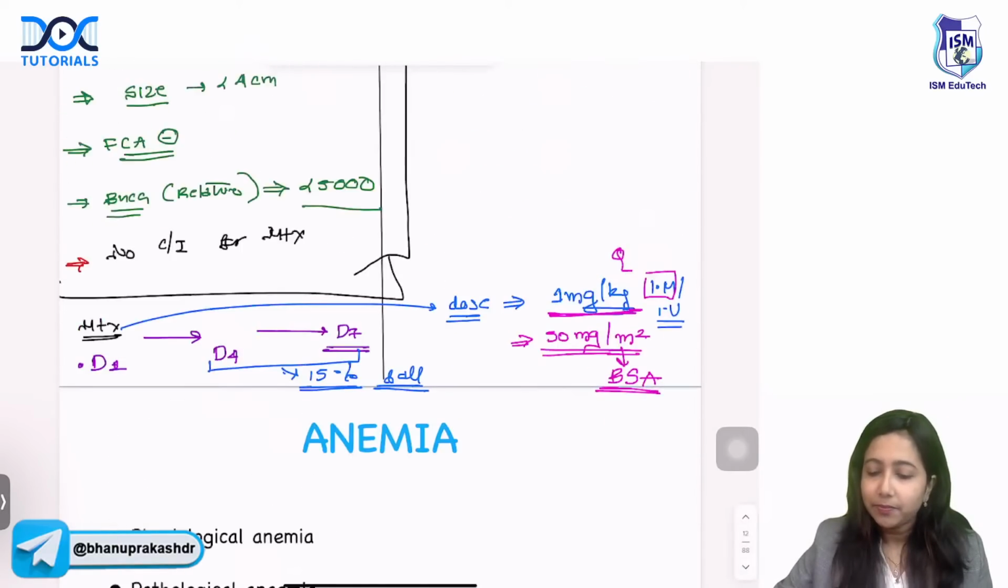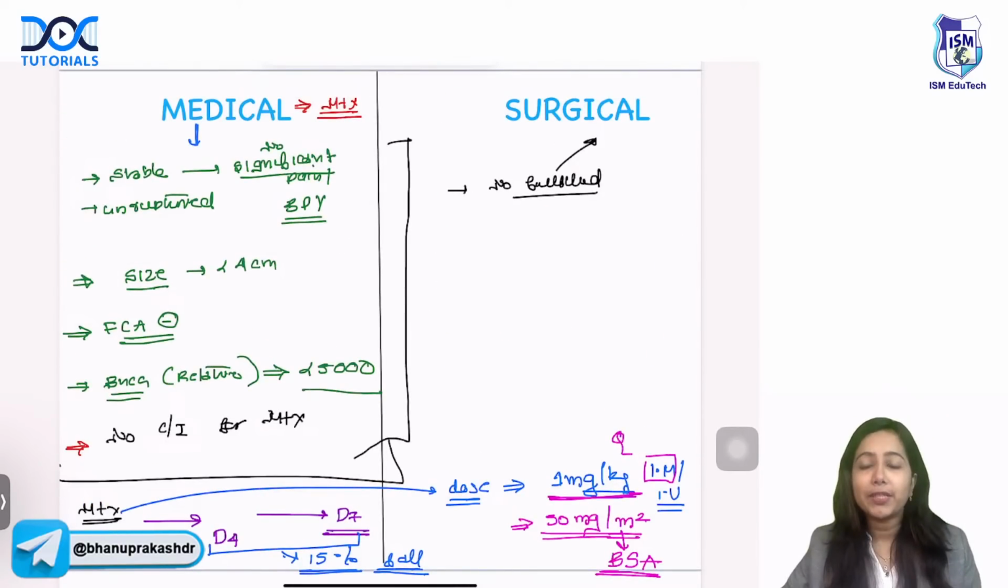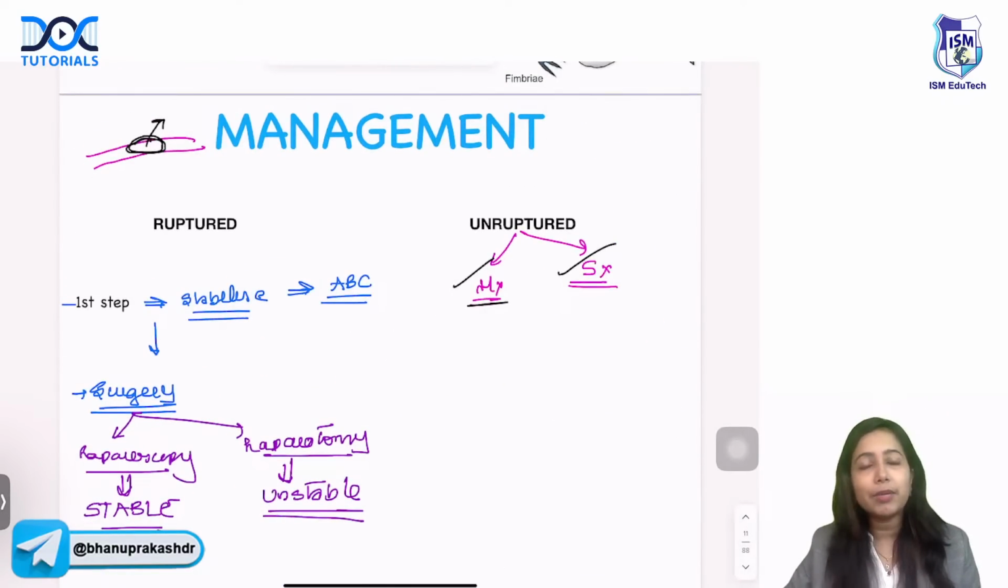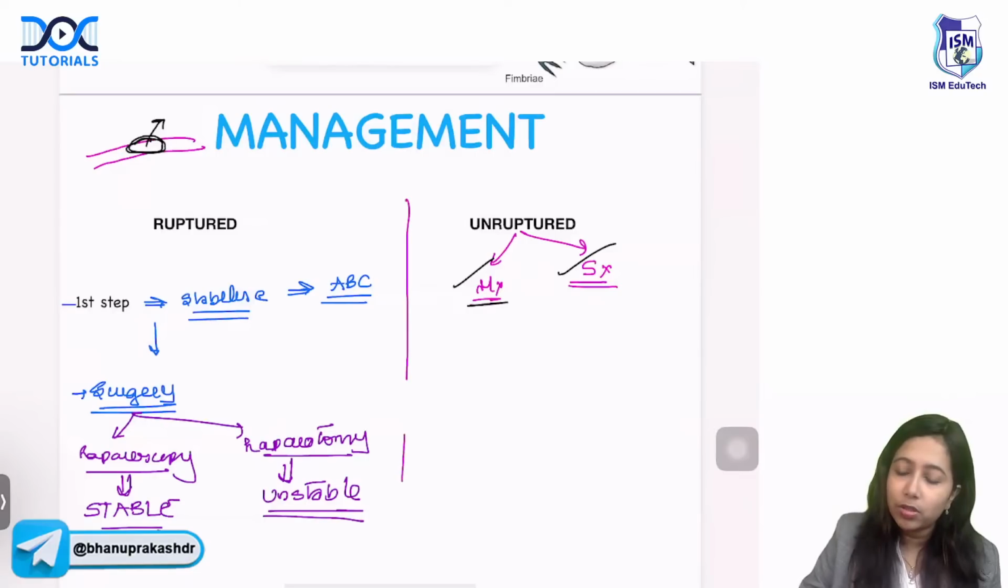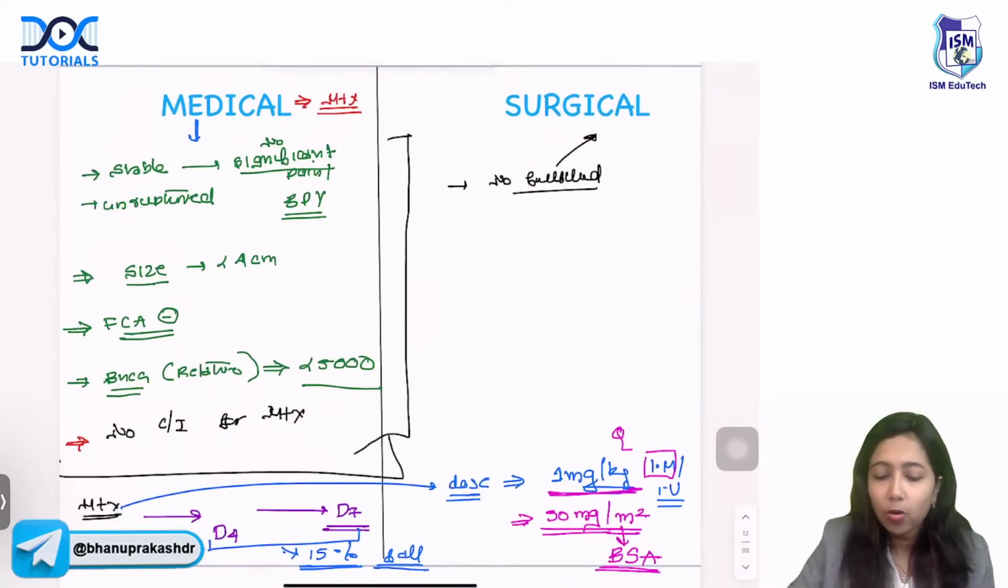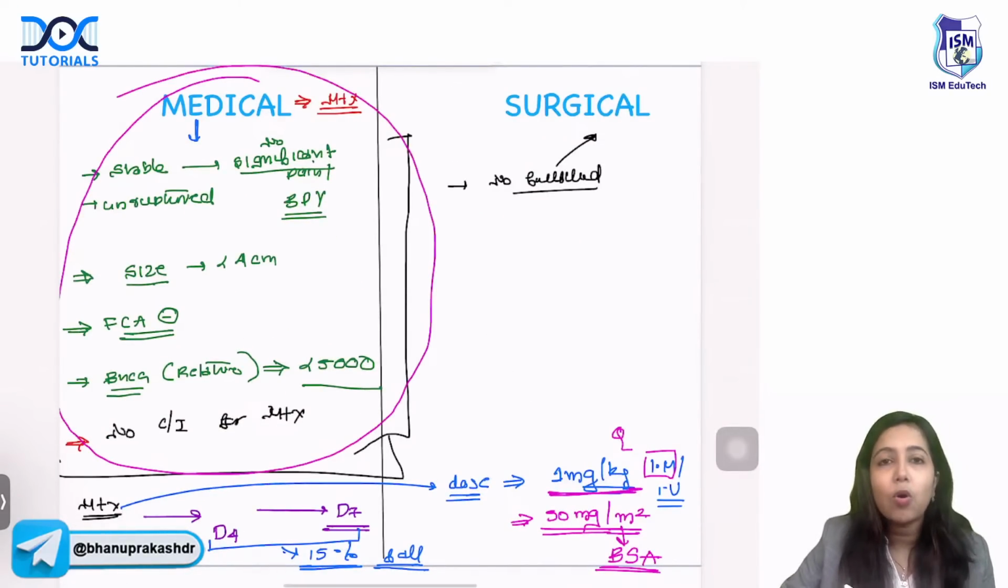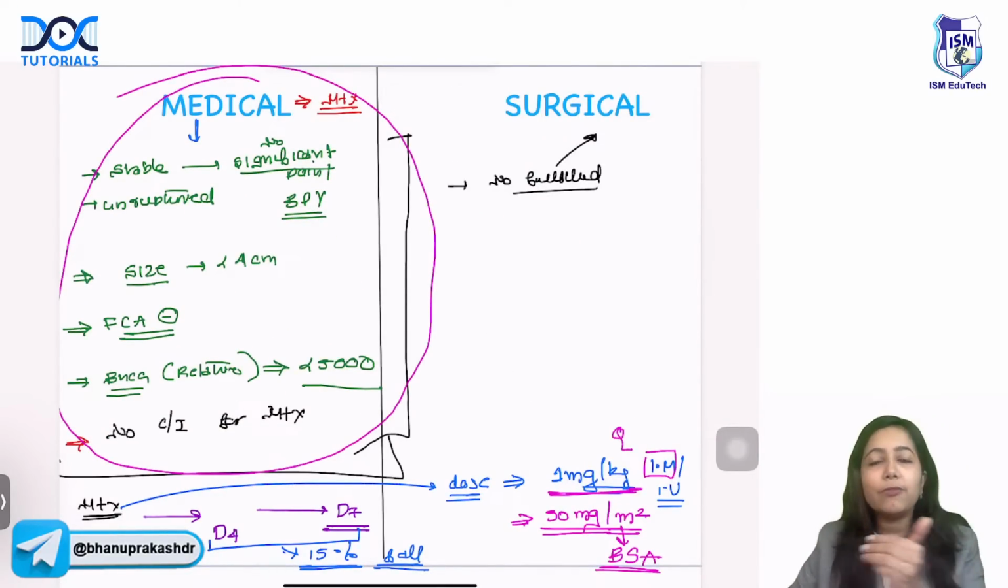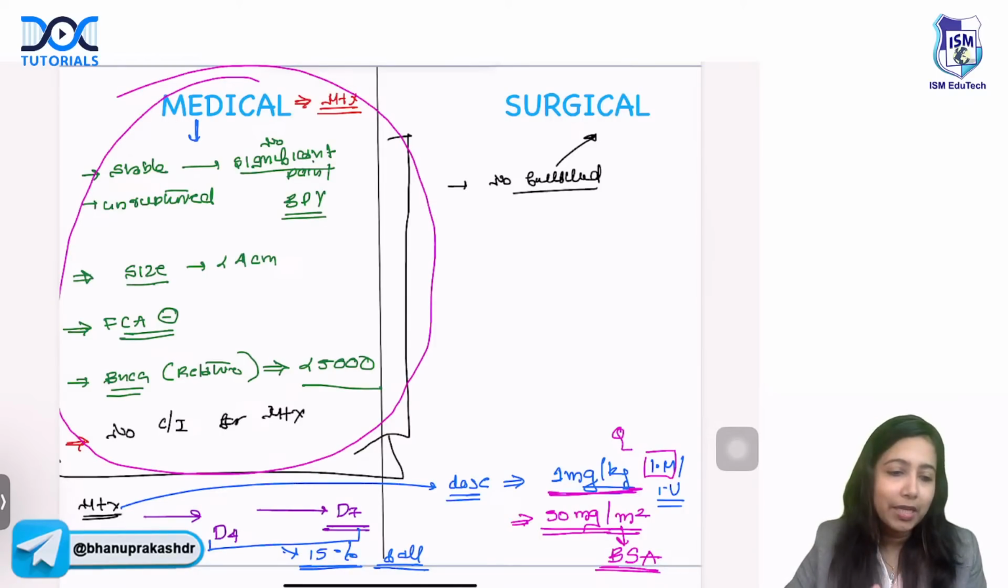All right, so this is about ectopic. Once you remember the algorithm, it becomes much easier. First categorize as ruptured or unruptured, then go in a systematic manner. If it is ruptured, manage with this algorithm. If it is unruptured, see if all these criteria are fulfilled. If all are fulfilled, you go for medical. If not, you go for surgical. In medical, the management is basically methotrexate.